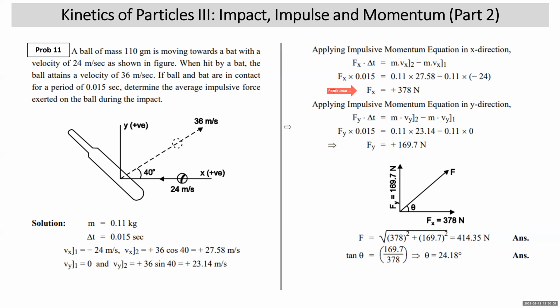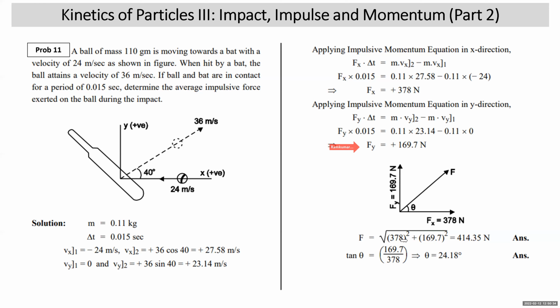Now we apply impulse momentum principle in y direction. Fy delta t is equal to m vy2 minus m vy1. Fy into delta t is equal to mass into vy2, that is 36 sin 40, which is 23.14, minus m into vy1. So you get Fy. This way Fx and Fy are shown in the right direction. Fx is positive, that means 378 to the right. Fy is positive, and this way you get the resultant impulsive force.